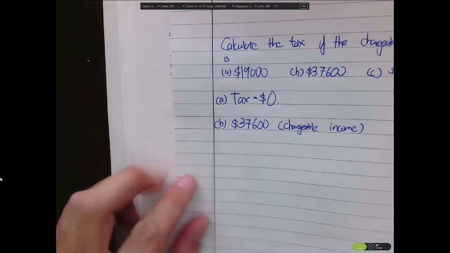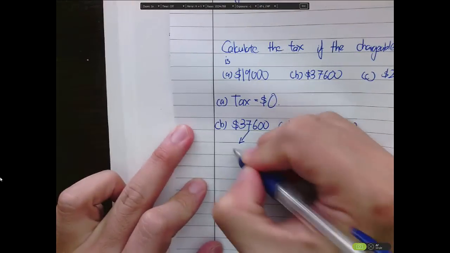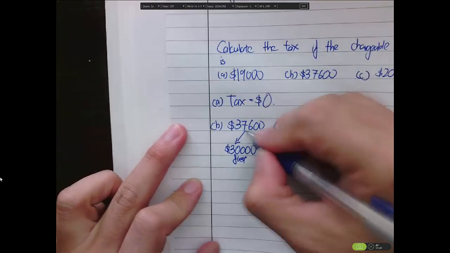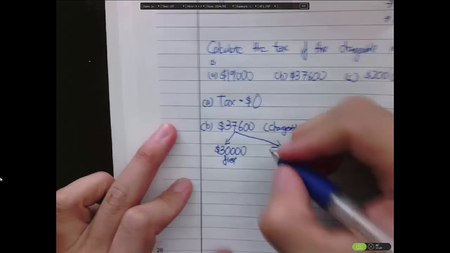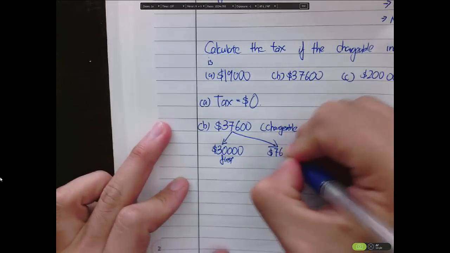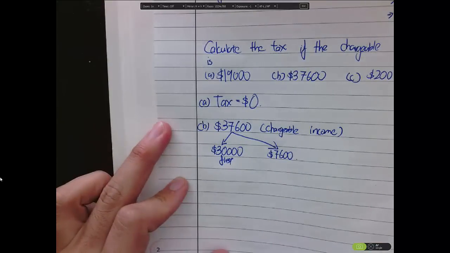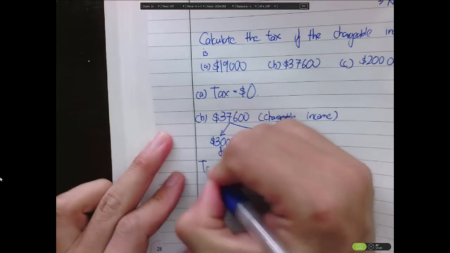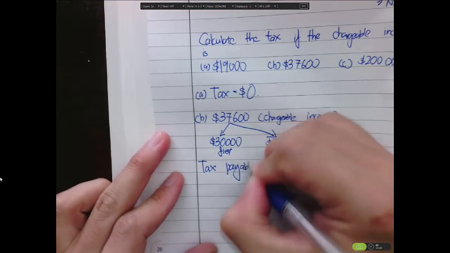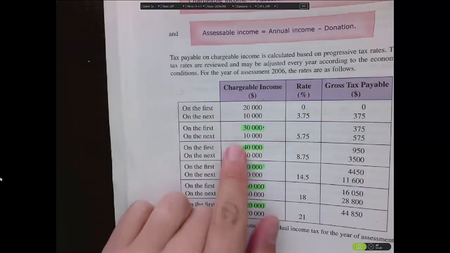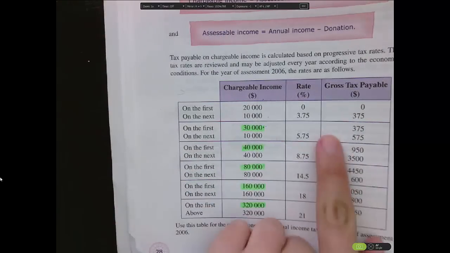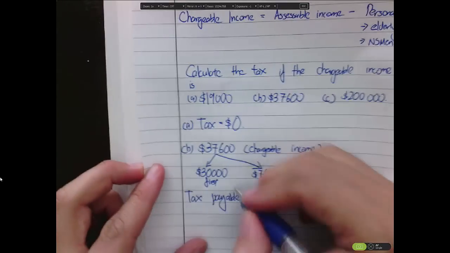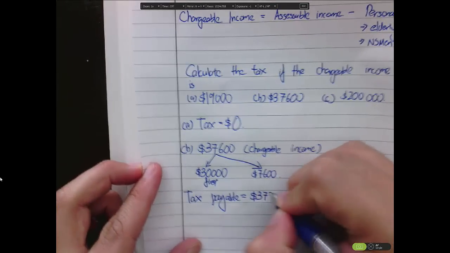So in short, $37,600, you split it up into the first $30,000 and the remainder. How much does he have to pay? He has to pay a tax on $7,600, because it says first $30,000 here. So the tax payable is equal to the first $30,000. You look at the table: for $30,000, the tax payable is $375. So straight away, for the first $30,000, I pay $375.